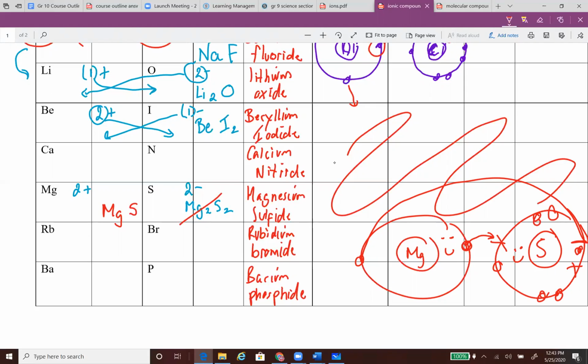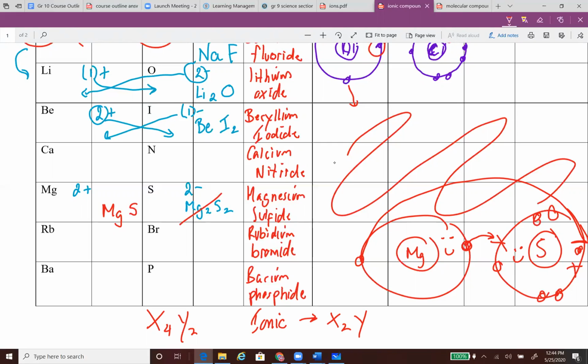What does that mean? It means they just need 1 of each. So with ionic compounds, if the formula can be reduced, then you should reduce it. So for example, if I have a formula like X4Y2, and it's ionic, then I could reduce this to X2Y because they're both divisible by 2.